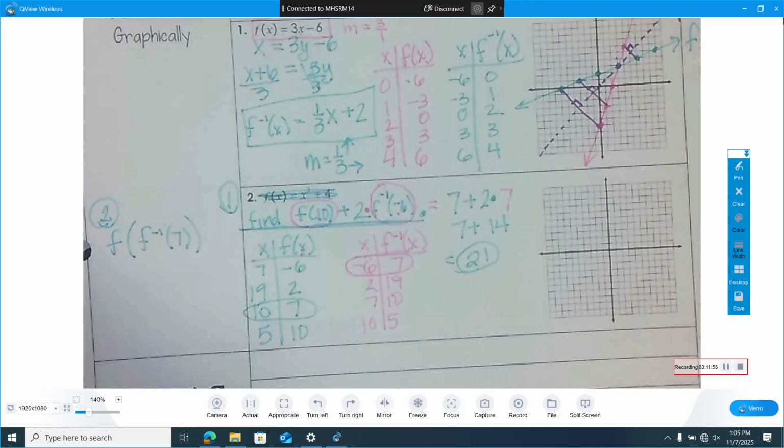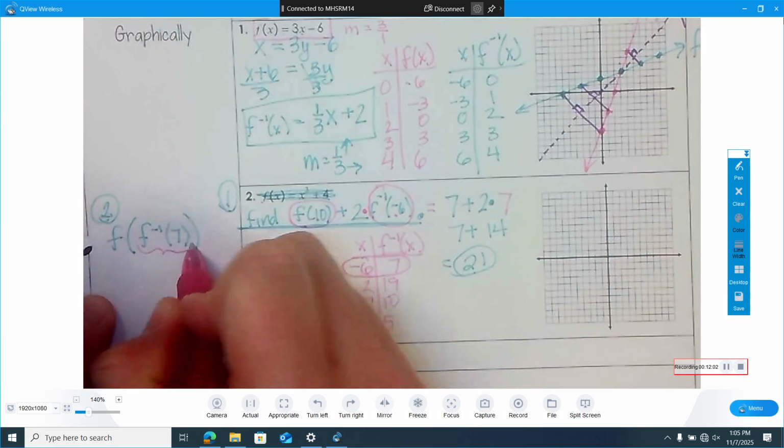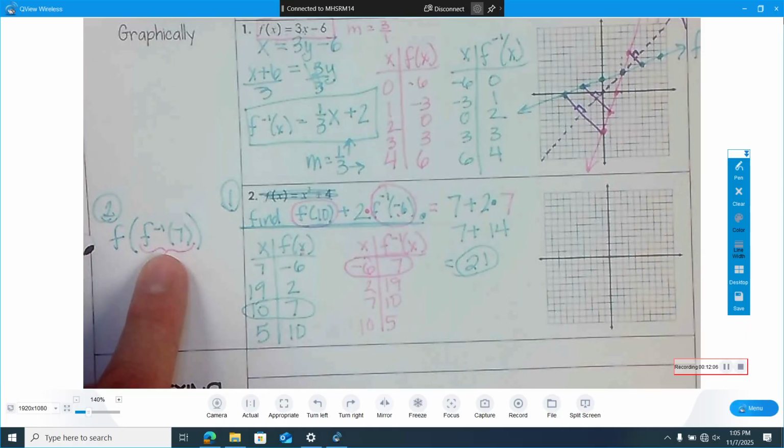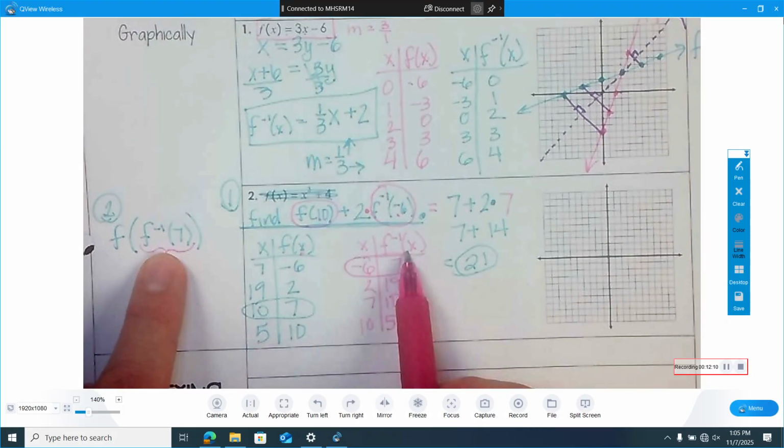All right. Okay, so we got to start from the inside out. This is what we were doing the other day. So we're going to start with the inside of this function, which is saying for us to do what? Find the inverse of 7, using our inverse function.